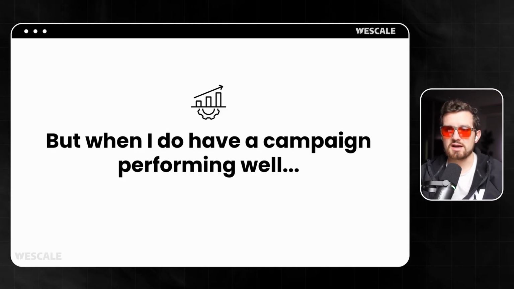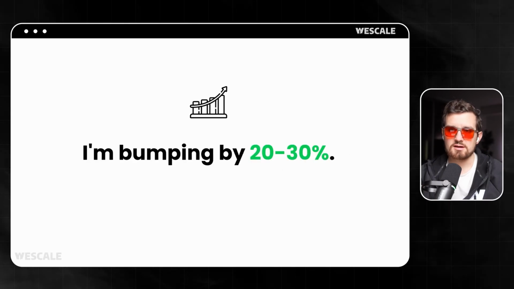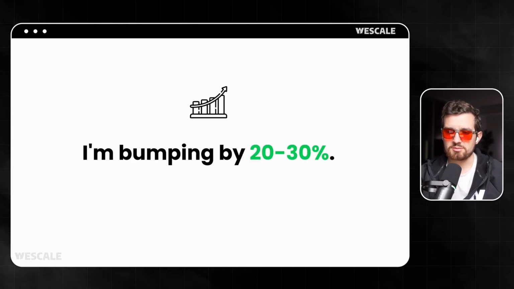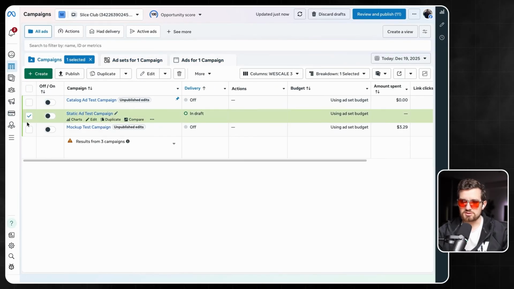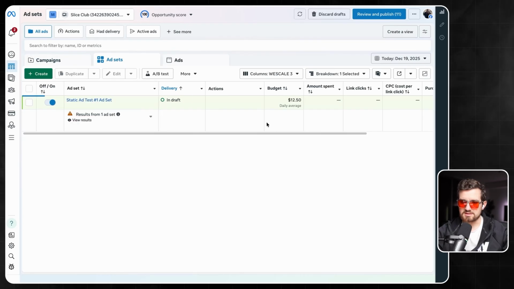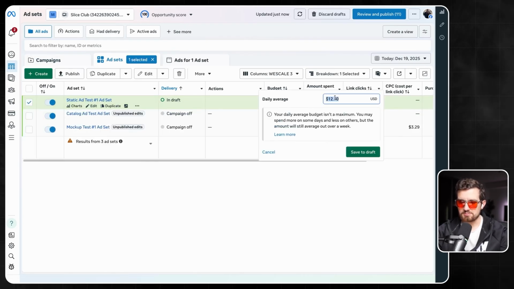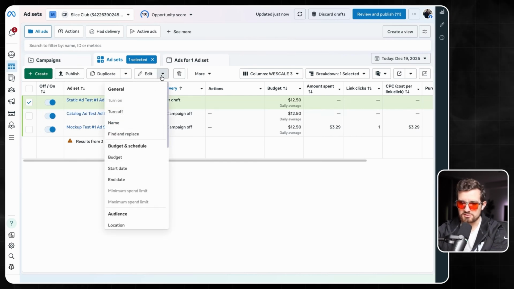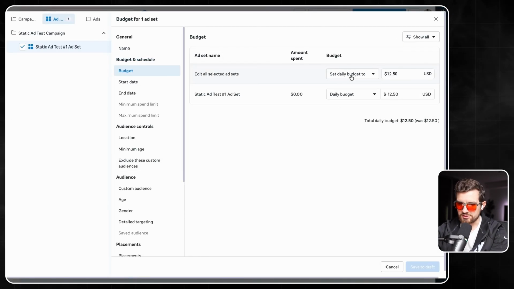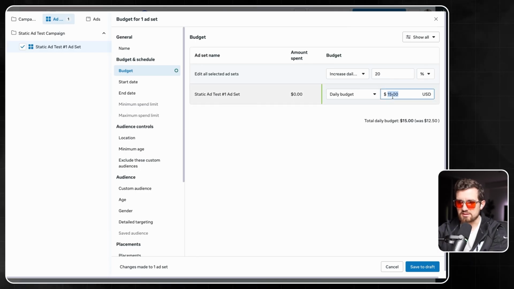But when I do have a campaign or an ad set that's performing well, I'm bumping the budget by 20 to 30%. The way that works is you come in here, go to the ad set, and then just bump it up like that. Or if you're like me and you don't like doing mental math, go here, budget, increase daily budget 20%. And now at $12.50 a day, a 20% increase is only $2.50. So I would just bump it up to 20.